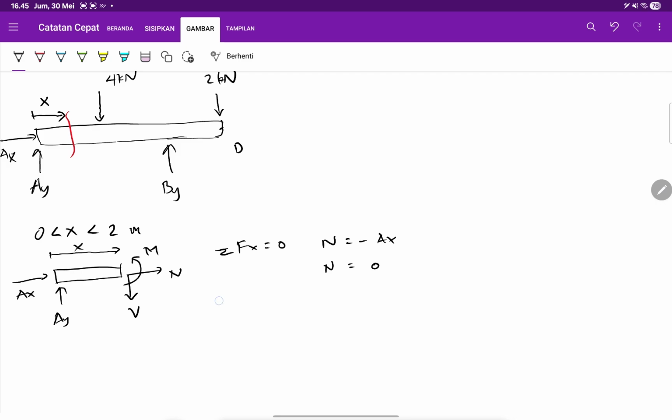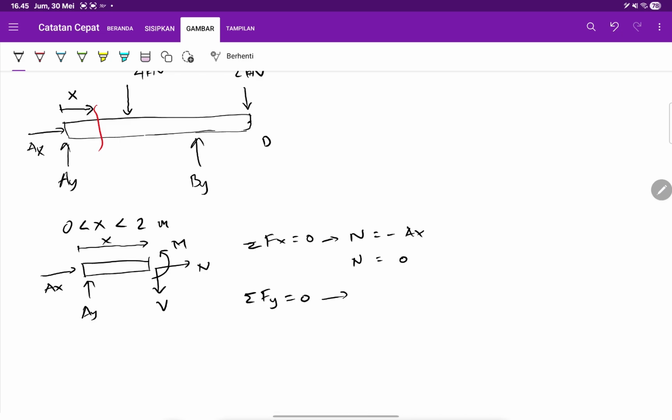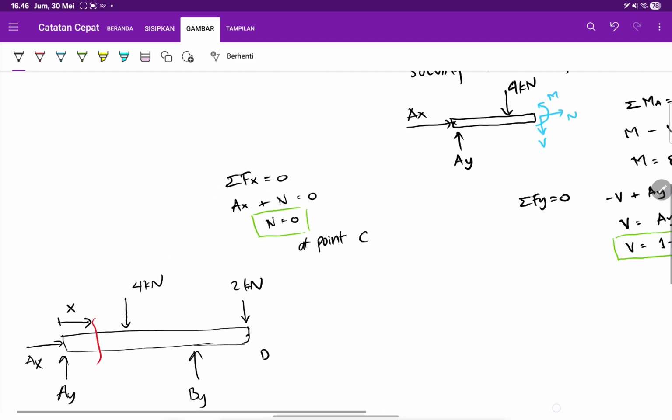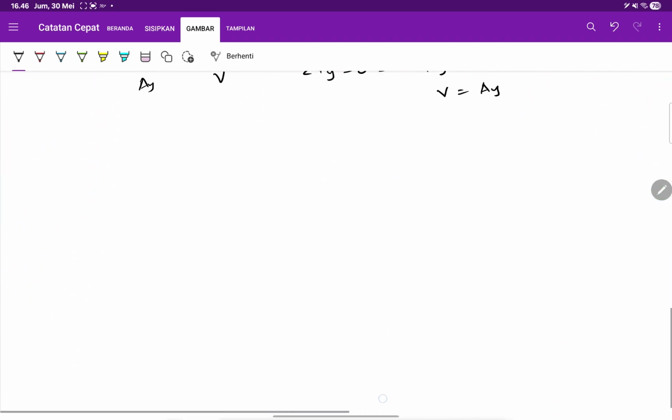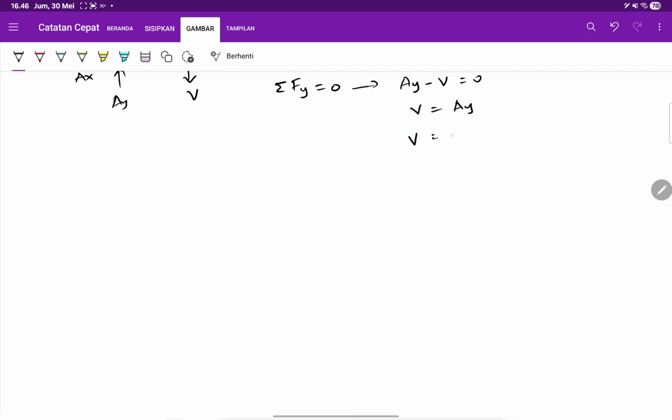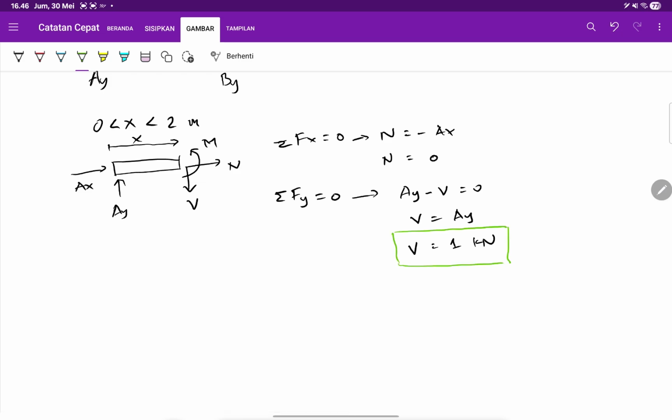And then for sigma Fy equals 0, what do you get? AY, positive, right? And then you only have V, so AY minus V equals 0. Your V is AY. And what was the AY we previously found? 1 kilonewton, right? So your V is 1 kilonewton. And let's mark it with green color, so it's easy to find later if we need it.